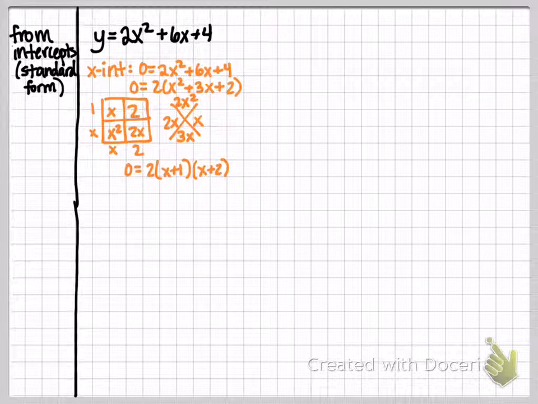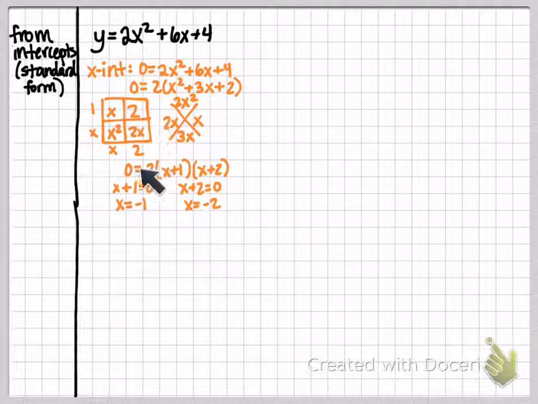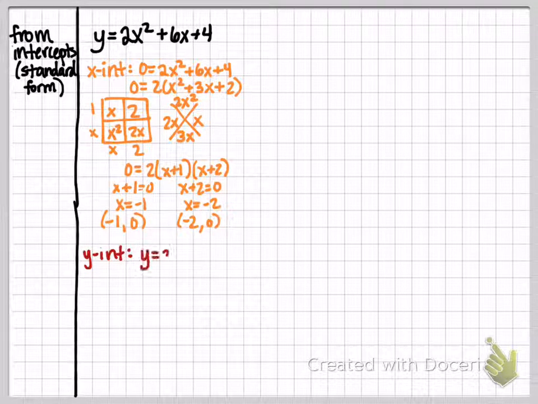Okay, once it's factored, now it looks just like the last problem. So I can just find my x-intercepts by using that zero product property. Okay, so I do x plus 1 equals 0 and x plus 2 equals 0. And this factor in the front, 2, can't equal 0, so I can kind of ignore that at this point in the problem. The only things that can equal 0 are these, depending on what x is. So I subtract 1, I get x equals negative 1. I subtract 2, I get x equals negative 2. And then my two x-intercepts are negative 1, 0 and negative 2, 0.